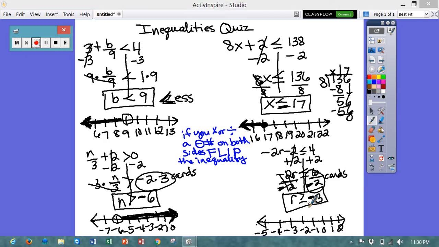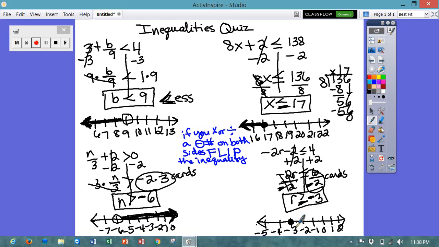So because it could be equal to negative 3, this is going to be a solid dot on the negative 3. And r could be everything bigger than negative 3. The bigger numbers are negative 2, negative 1, 0, 1, 2, 3. All of the numbers to the right are bigger than negative 3.